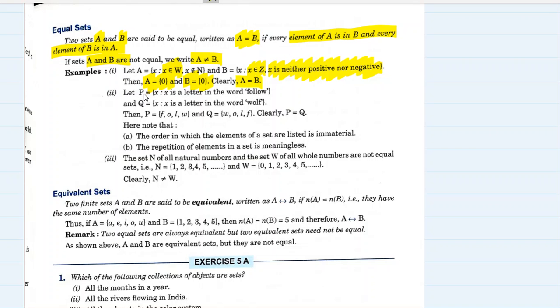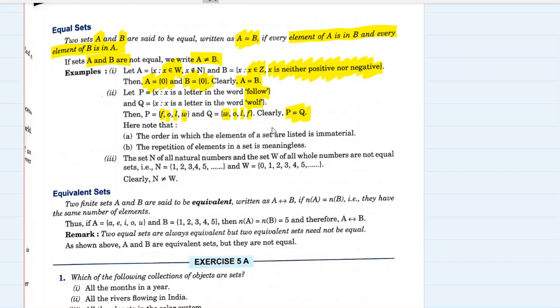P is the set of all the elements X such that X is a letter in the word follow. What will its roster form be? F, O, L, W. And Q is the set of X such that X is a letter of the word wolf, so Q is equal to W, O, L, F. Clearly P = Q.